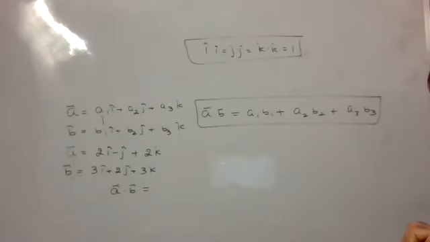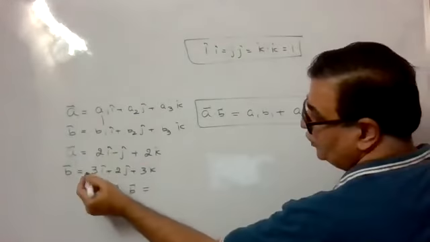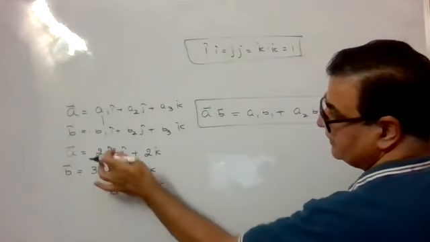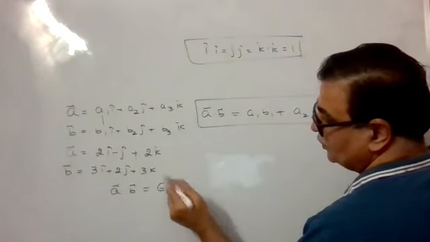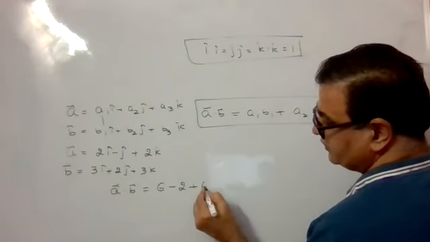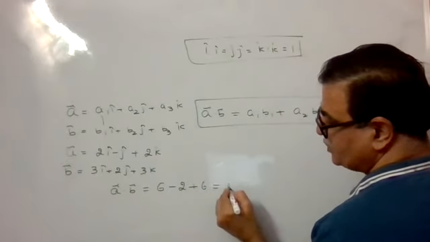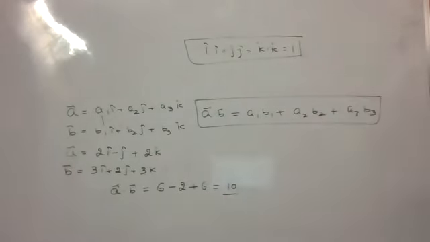So 10. Okay. Yes, sir, 10. Everyone got 10? Check please. A1 B1, so what will come? 2 into 3 will come out to be 6. Then comes minus 2, then plus 6. So 6 plus 6, 12. 12 minus 2, 10 is the answer. So very simple question.